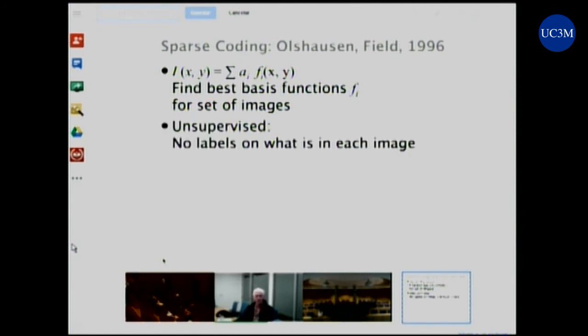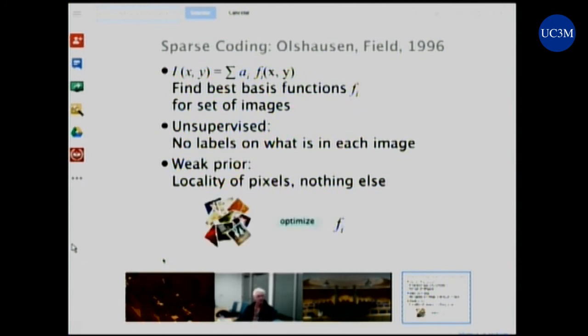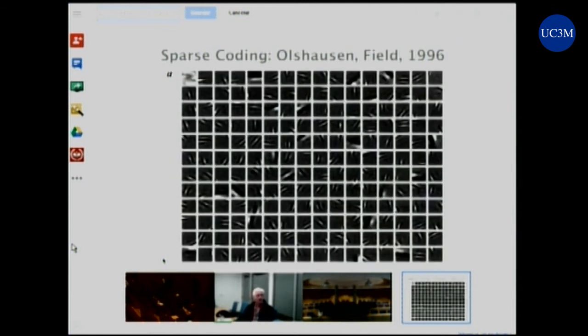So it's unsupervised. We don't have to tell it what each piece is. We don't tell it anything about what the world is made out of. All we say is pixels are near each other. And so basically we're taking a collection of pictures and we're trying to figure out what objects those pictures are made out of. And the hope was that this would scale up. And here's what happens when you apply that technique from 1996: these are the objects that come back.